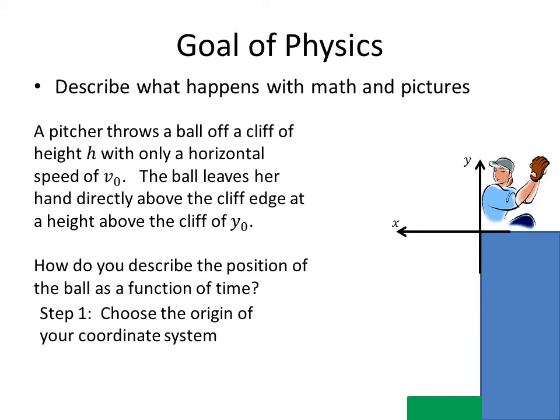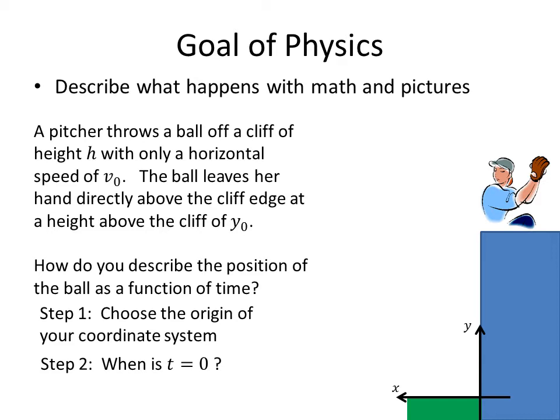You could also choose the top of the cliff, and this would be a good choice too, because again, the x equals 0 point is right where the ball leaves her hand. Or we could even choose the ground, because maybe we're interested in what's happening when it hits the ground or where it hits the ground. All of these are good choices.